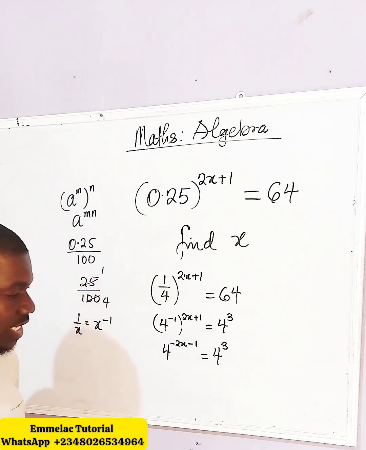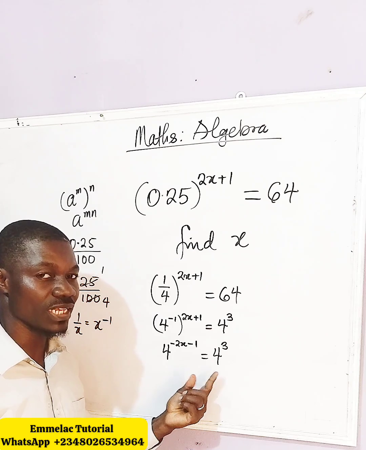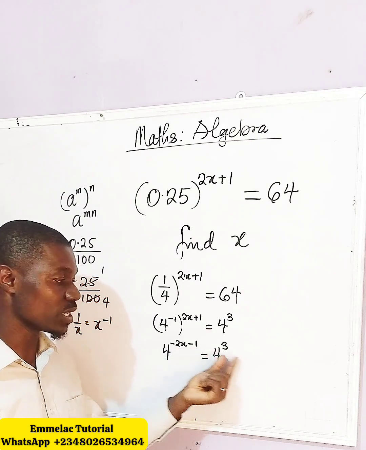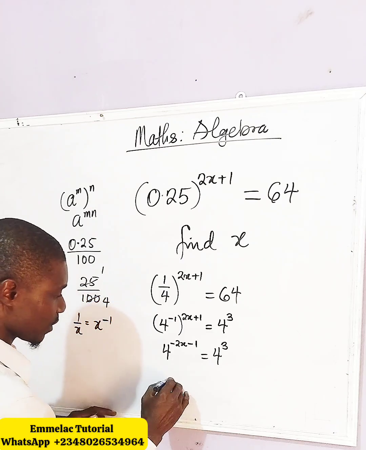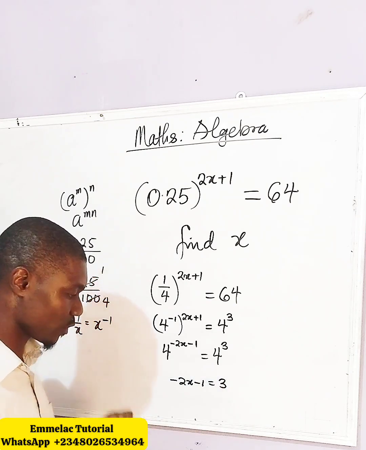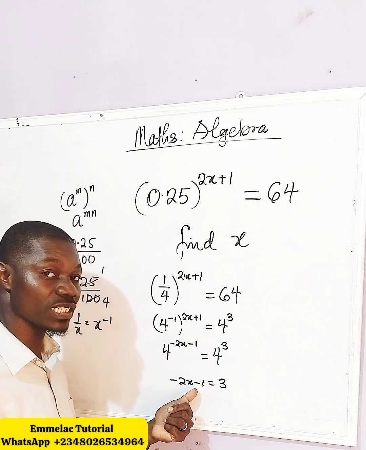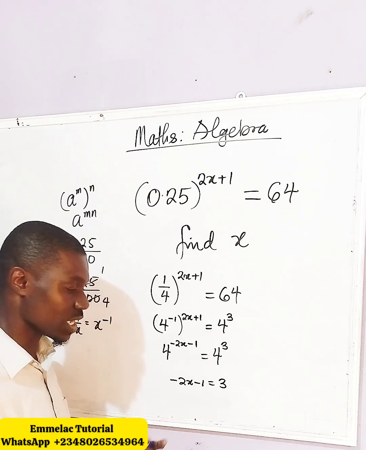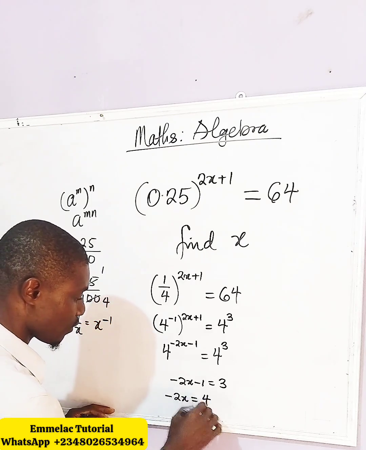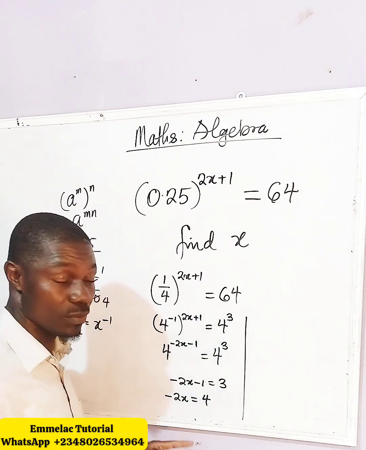Now since we have the same base both on the left hand side and on the right hand side, it implies that we can equate the exponents. So we can now say negative 2x minus 1 equals 3. At this point, since 1 has a negative sign, let us add 1 to both sides, and we have negative 2x equals 4.